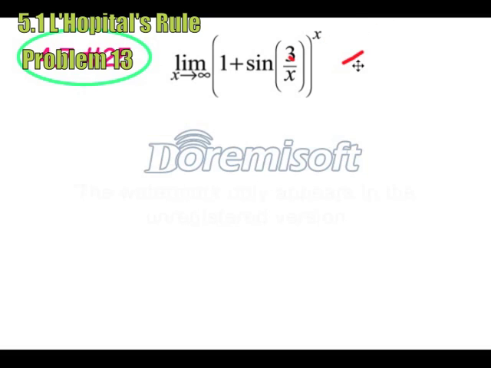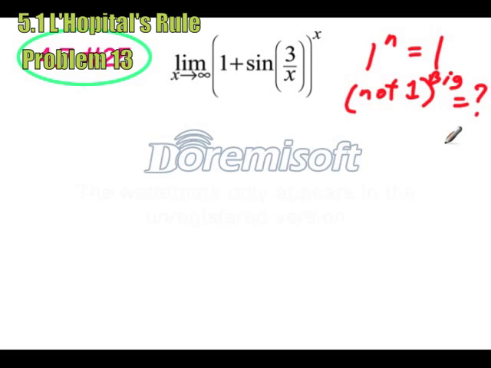Well, we have a kind of weird situation here, because we think of 1 to any power as 1. But technically this is going to be not quite 1. So not quite 1 to a big power, well, geez, that can get really, really big. So it's not just as simple as this thing becomes 1.